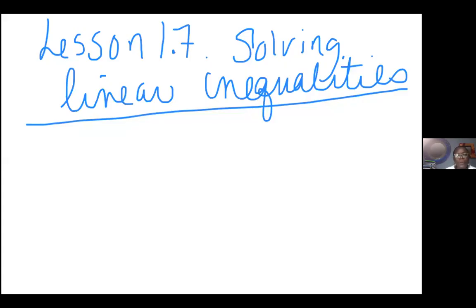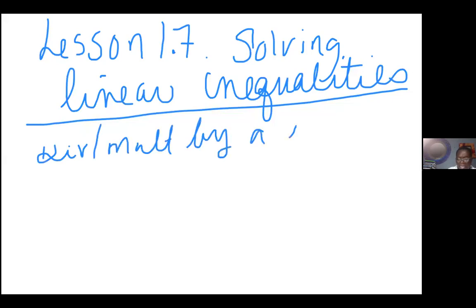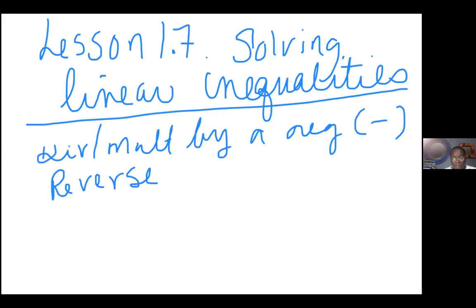All right, so we are going to discuss solving linear inequalities. Now, when solving linear inequalities, you would solve them just like you solve an equation. The biggest difference comes with this, guys. Whenever you need to multiply or divide by a negative, you must reverse, switch, flip, change, however you want to say it, the inequality symbol.